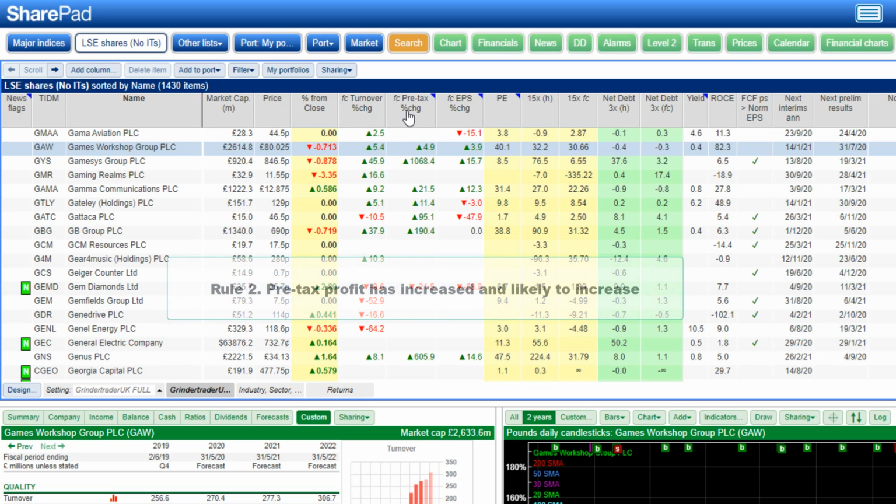Same with pre-tax profit. The brokers seem to think that there's a good chance that the pre-tax profit will increase by around 4.9%.